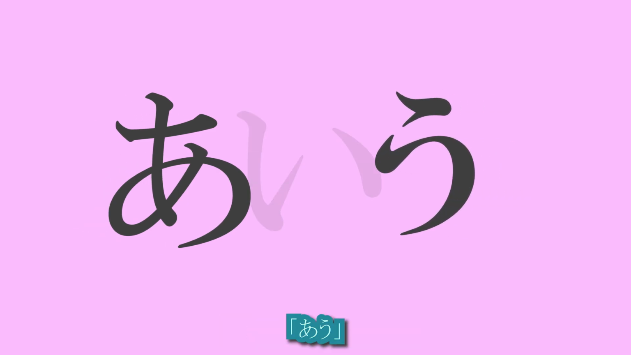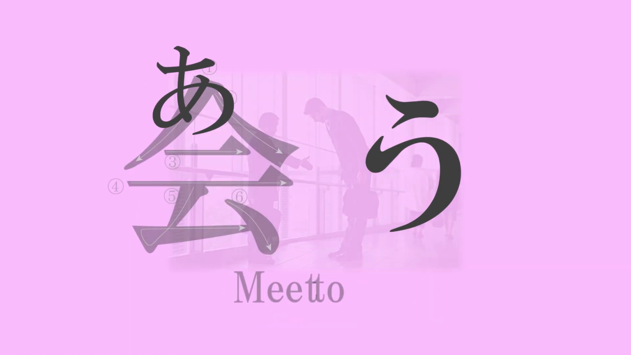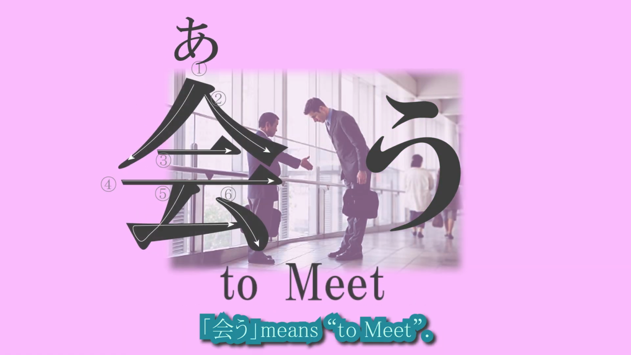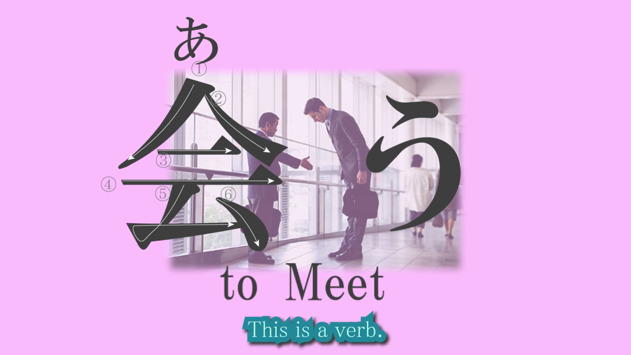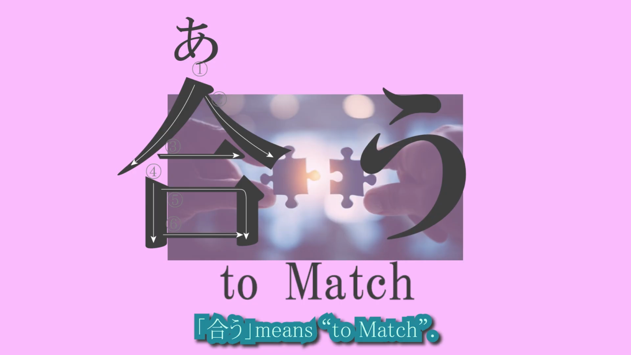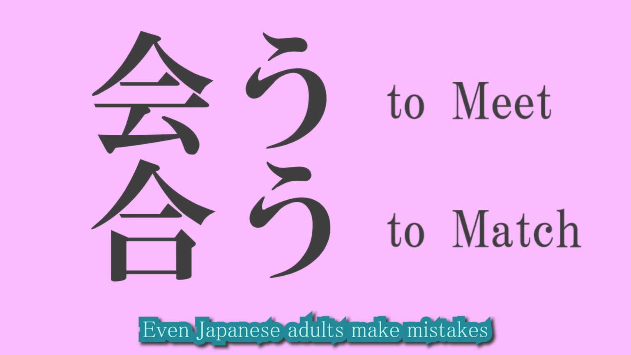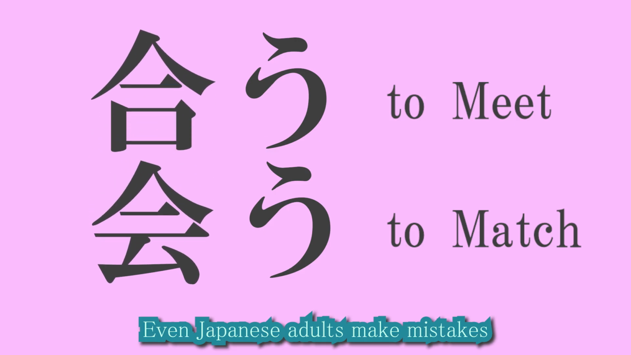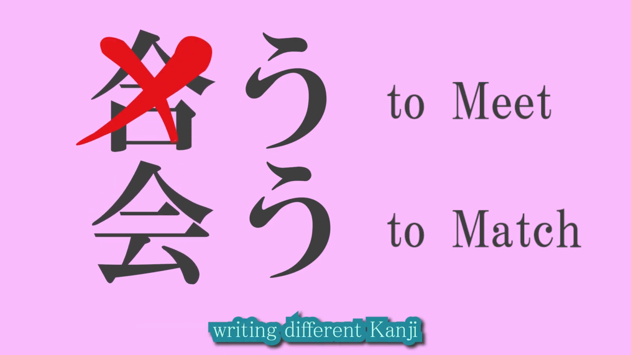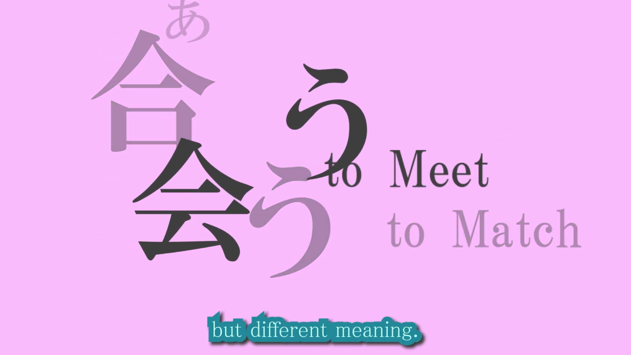I've talked about あ, い, and う. 会う has 2 different meanings. 会う means to meet. This is a verb. 合う means to match. This too is a verb. Even Japanese adults make mistakes on typo errors, writing different kanji with the same pronunciation but different meaning.